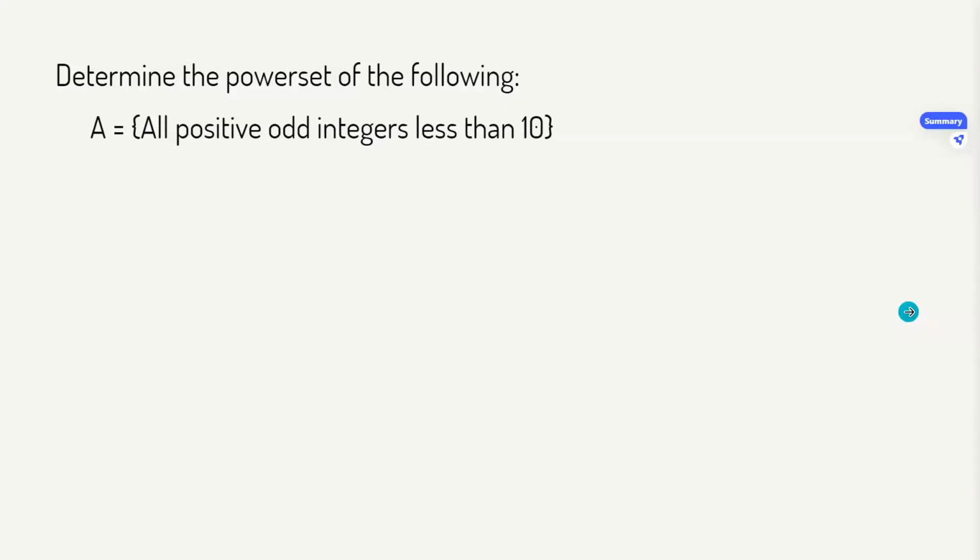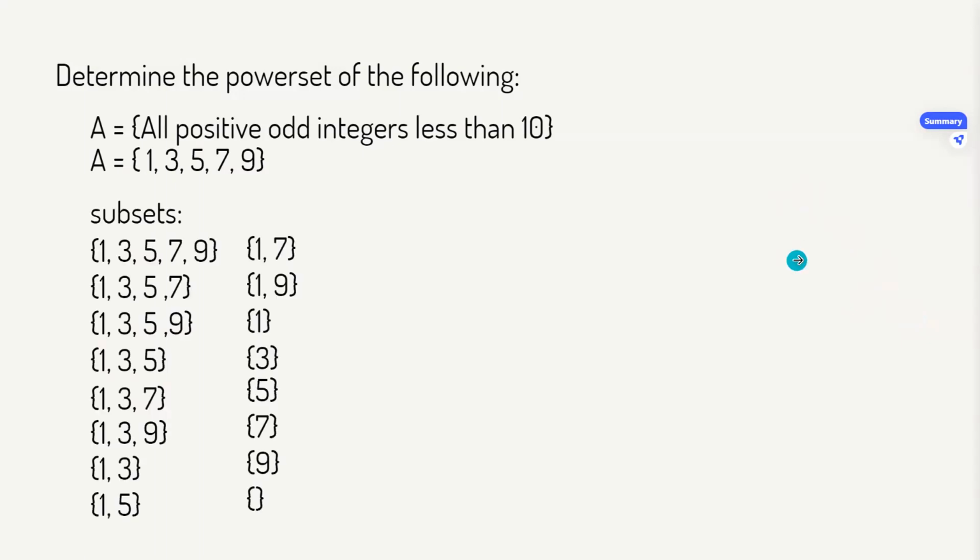So determine the power set of the following. The set A is all positive odd integers less than 10. Or if we were to translate it, set A has the values or elements 1, 3, 5, 7, and 9. And if we were to dissect its subsets, we have these subsets such as 1, 3, 5, 7, 9, 1, 3, 5, 7, 1, 3, 5, 9, and all the way to null subset.